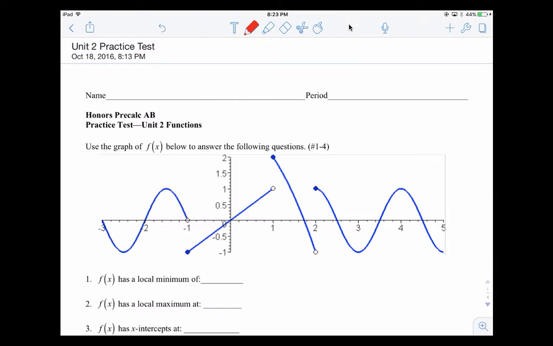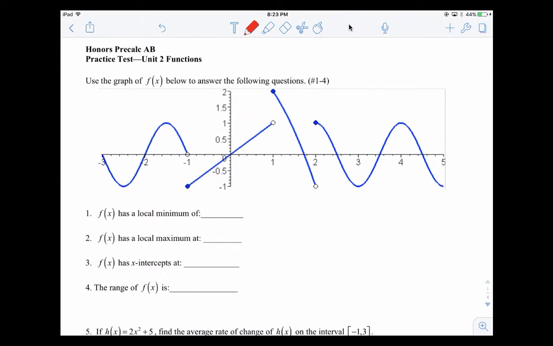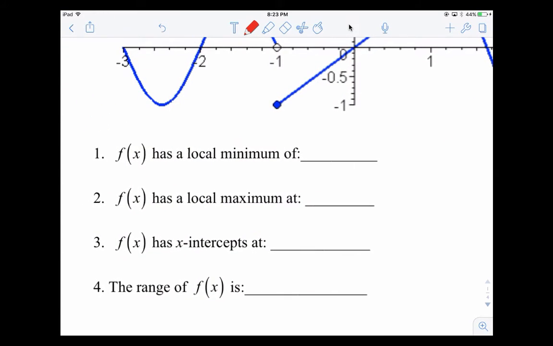Okay, so for the first one, it's a graph of a piecewise function, and it's asking you to use it for questions numbers 1 through 4. The first one says f of x has a local minimum of what? Now the big key here is "of." That's asking you what is your y value as your local minimum. So you want to look as you move from left to right on the graph where you have a local min, what's the particular y value. I'm not asking you for the x value here, I'm looking for the y value.